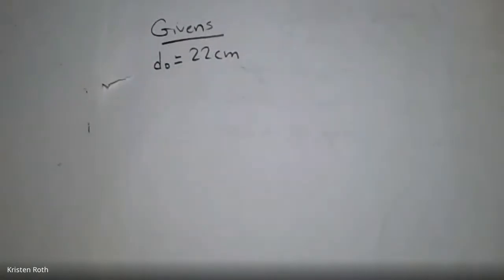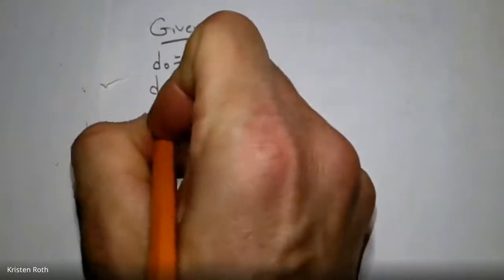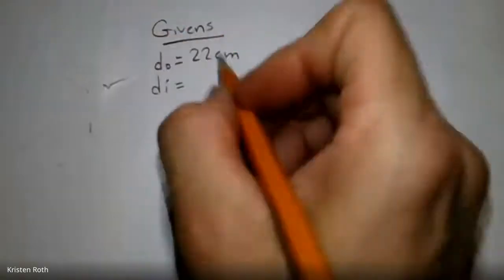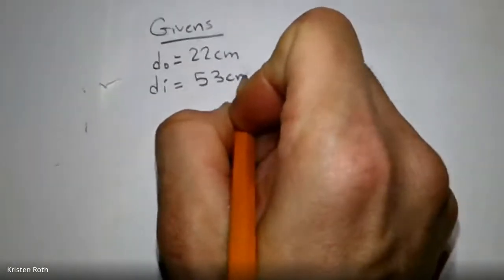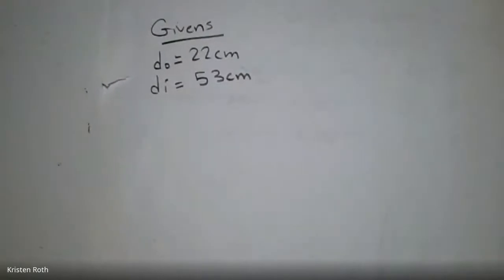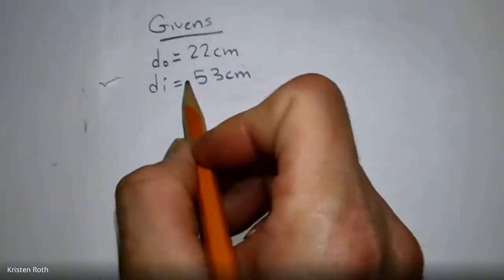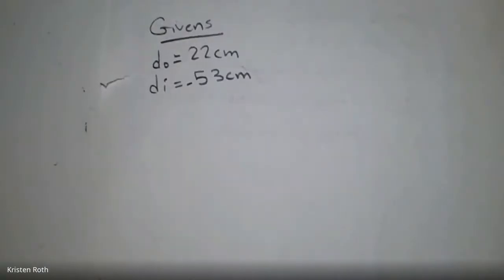A virtual image is produced 53 centimeters from the mirror. Distance of image is 53 centimeters. We've got di and we've got dou. We also have a virtual image. It's telling us it's virtual, which means you need to put in the negative here. Because it's virtual, we know it's behind the mirror, and that gives us that negative.